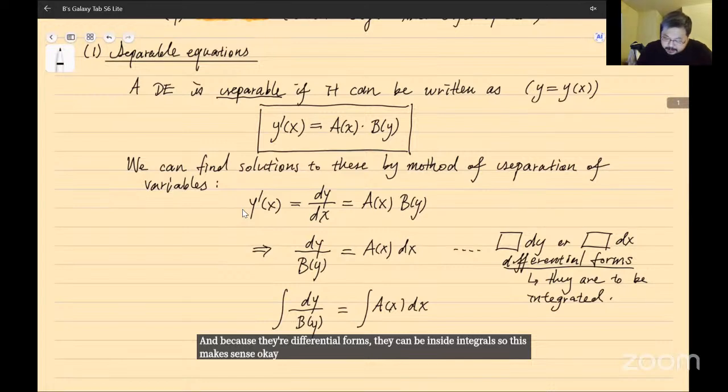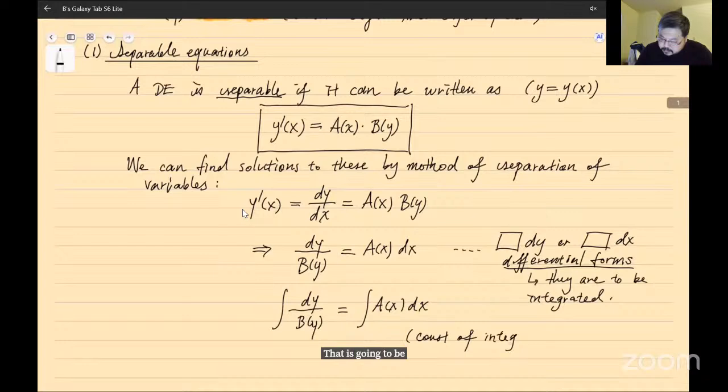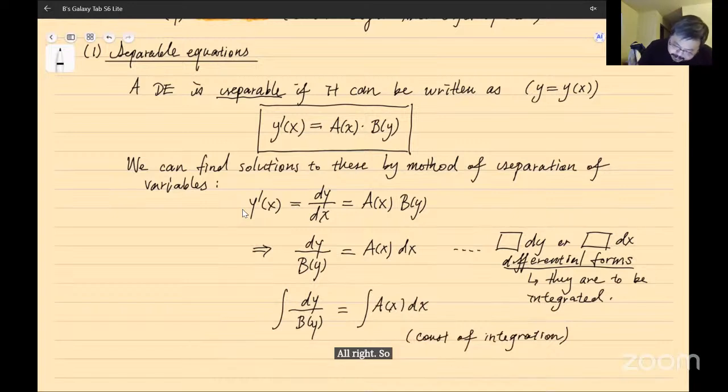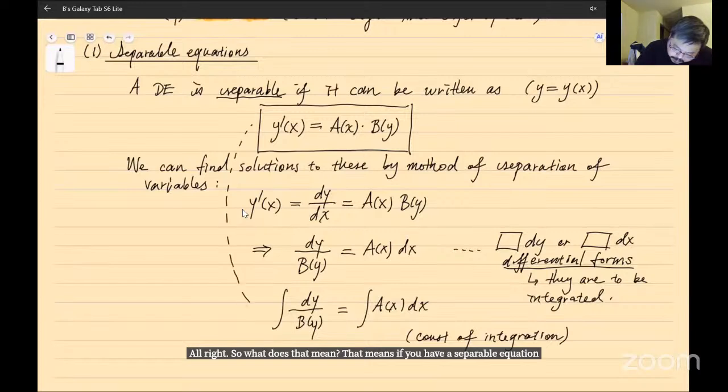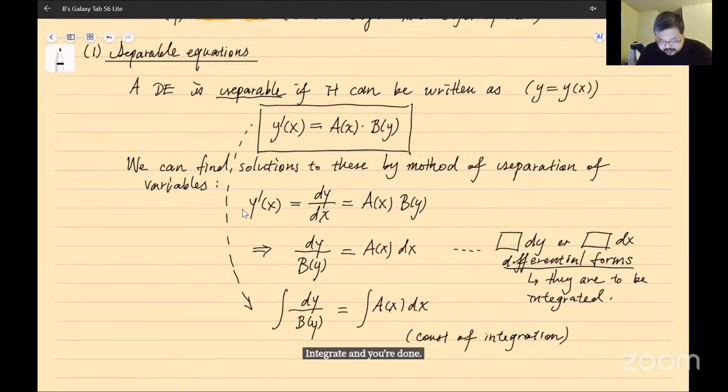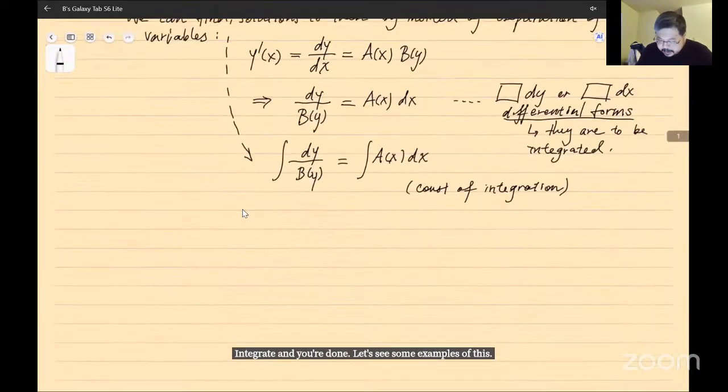And typically, after this indefinite integral, there's going to be a constant of integration, so don't forget that constant. That is going to be important, so I'll remind you of the constant of integration here. So what does that mean? That means if you have a separable equation, you just do this little move, separating all the y's on one side and all the x's on the other, integrate, and you're done. Let's see some examples of this.